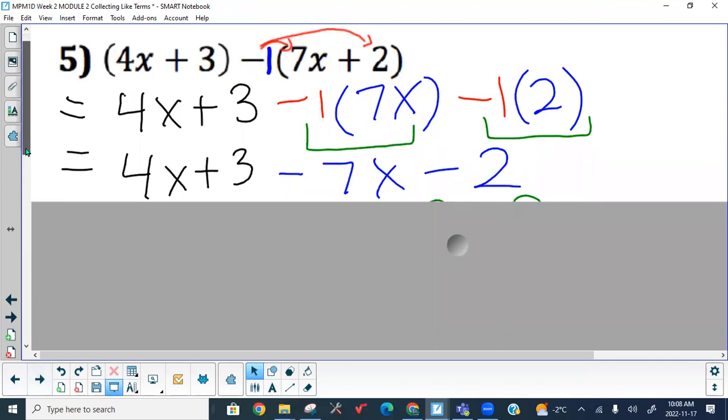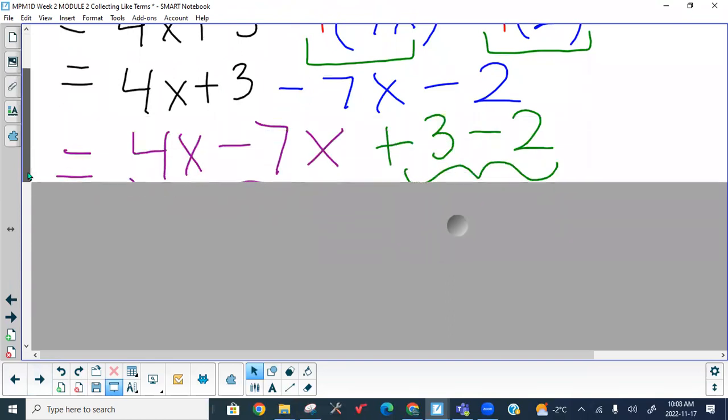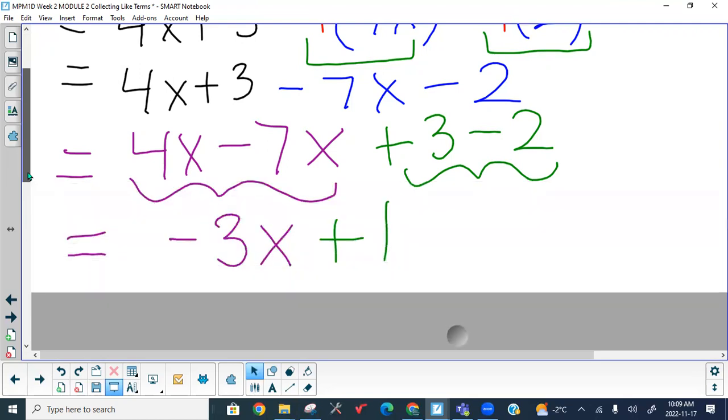We rearrange now according to like terms. So we put all of the x's next to each other, all of the constant numbers next to each other. It's very important that I say positive 3, negative 2. The negative belongs to the 2. If you don't rearrange correctly, you're not going to get the final answer. In this case, it's negative 3x plus 1.